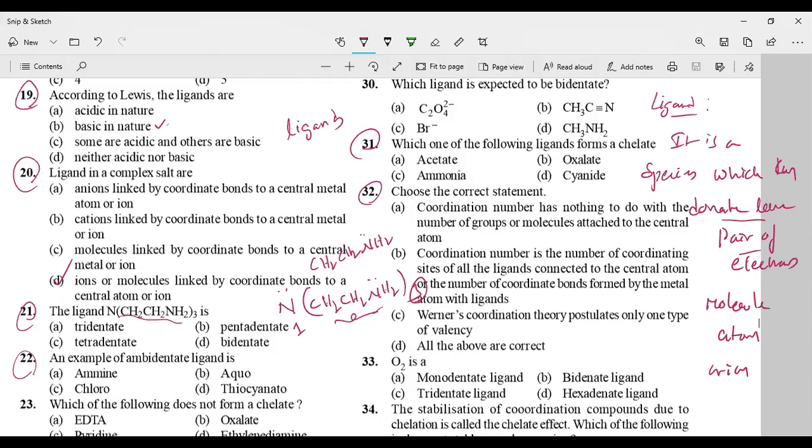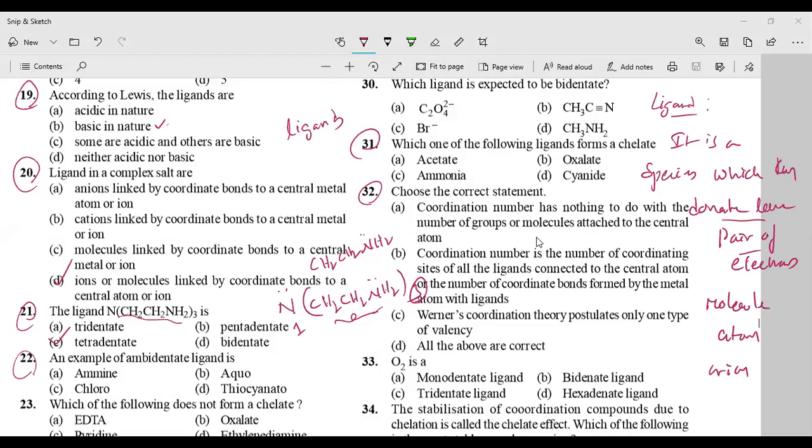Next, an example of an ambidentate ligand. Which is the example of an ambidentate ligand? Ambidentate means it can coordinate from two sides, from the front side atom as well as the back side atom. Example, CN minus as well as NC minus. You have ambidentate ligands CN minus as well as NC minus.